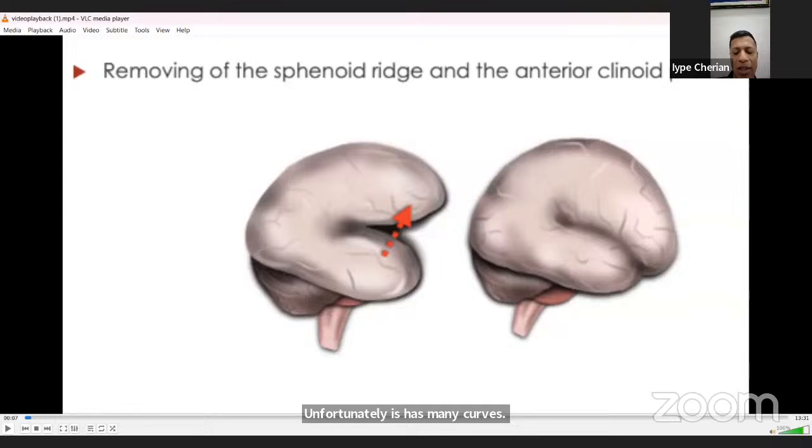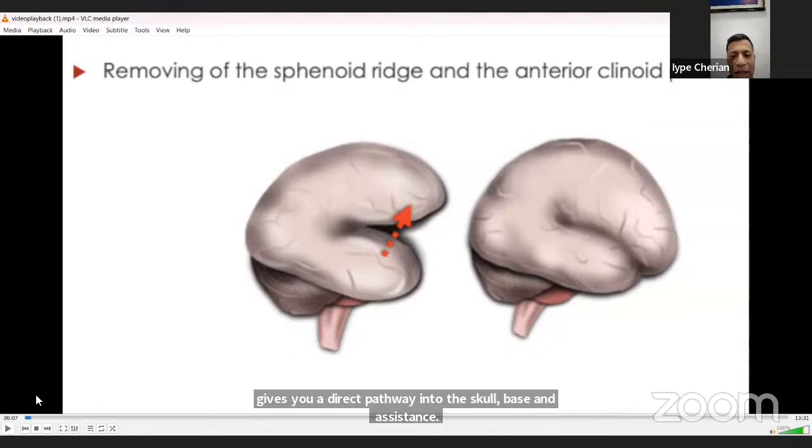This is called the sagittal unlocking. And how you do this is drilling the entire sphenoid ridge there, what Ahmed is showing, and then even taking out the clinoid process. That's called the sagittal unlocking. That gives you a direct pathway into the skull base and the cisterns. And the next is axial unlocking.